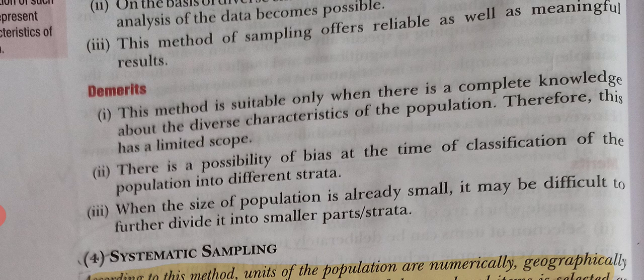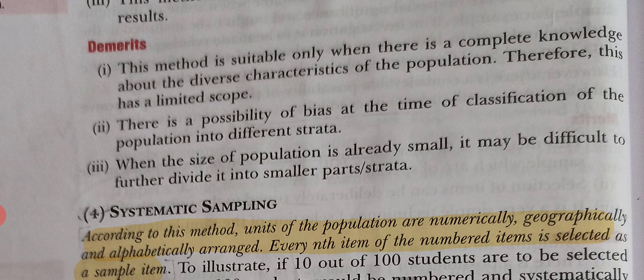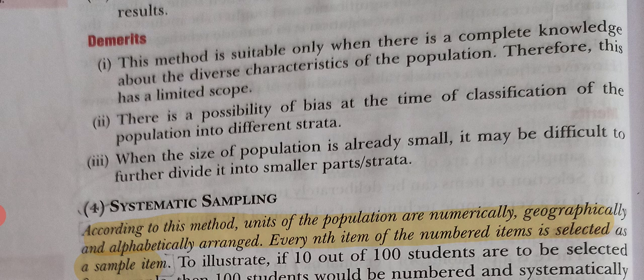Second, there is a possibility of biasedness. Sometimes strata or classes are divided on the basis of partiality. Third point, sometimes the size of the population is very small. When the size of the population is very small but represents diverse characteristics, it cannot be divided into different groups or strata. This method is not suitable when the size of the population is very small.